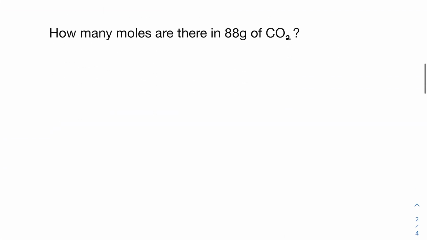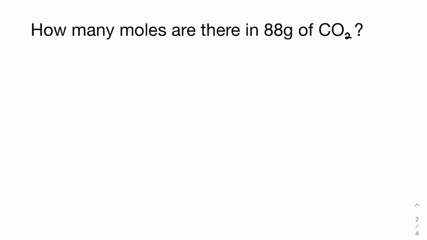So the first example that we'll look at is this question here about how many moles are there in 88 grams of carbon dioxide. Whenever we are going to do a conversion when dealing with grams and moles, we're going to have to get molecular weight. And that's what you're going to get from the periodic table by looking at the atomic weight of each element. So for carbon, if we look at our periodic table, carbon has an atomic weight of 12 grams.